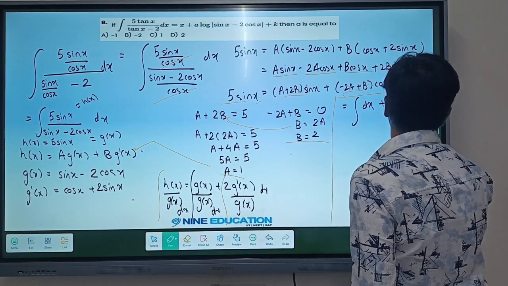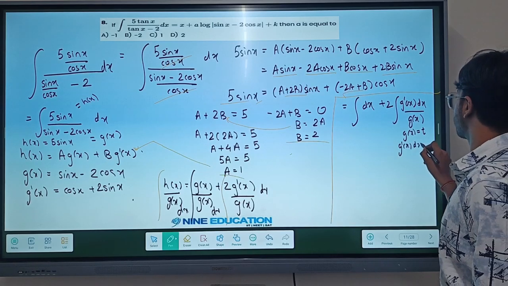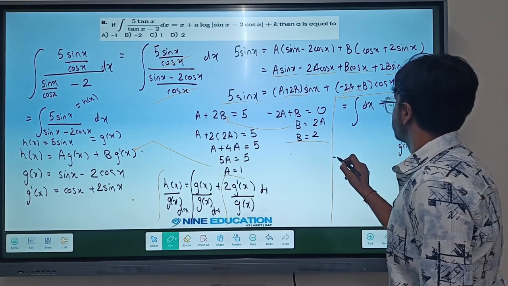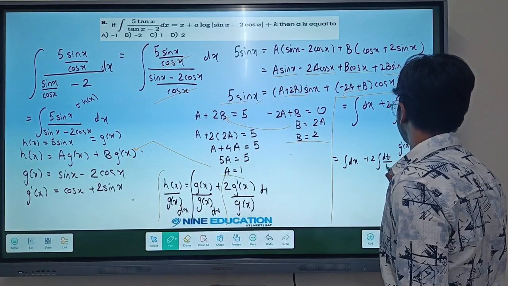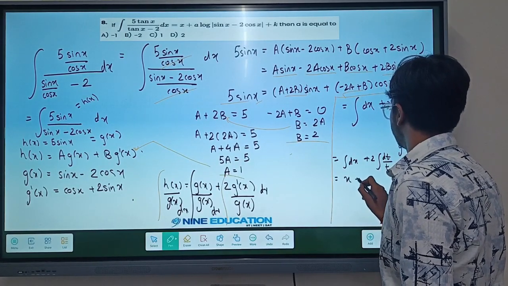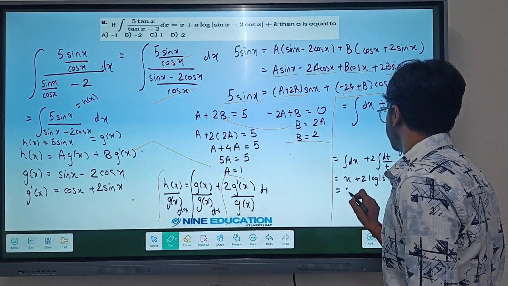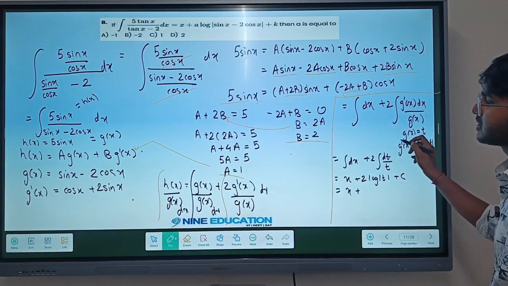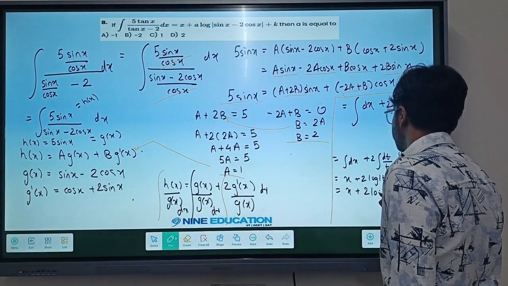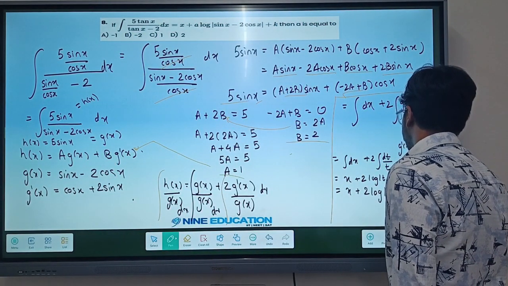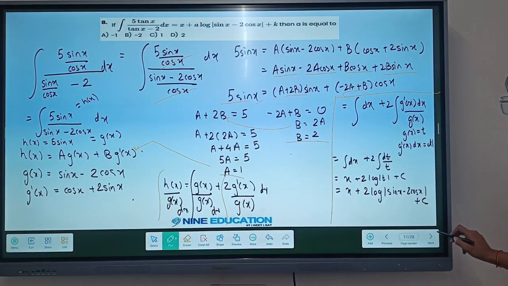For this, what we can do, take g of x as t, differentiation of g of x, g dash x dx would be dt. So integration dx plus 2 times integration dt by t. So this will be x plus 2 log mod t plus c. What is t? t is g of x, and what is g of x? g of x is sin x minus 2 cos x. So x plus 2 log mod sin x minus 2 cos x plus c. This will be our answer.